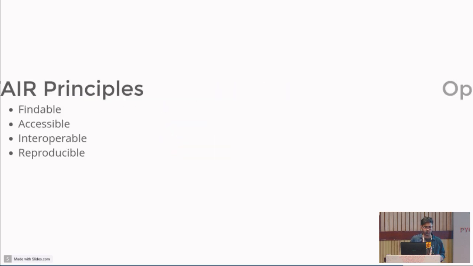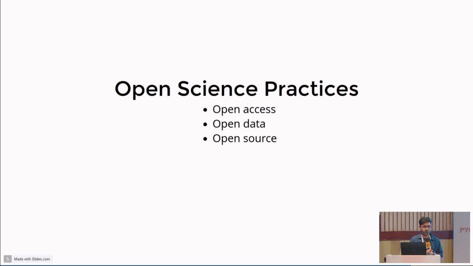The practices for open science are, again, like open access, open data, open source. I won't say that open science is applicable everywhere. Of course, there are places where it needs to be closed off, like some data which should be kept secret, but open science in general advocates for democratizing science, that everyone should have access to science. It should not be gate kept.